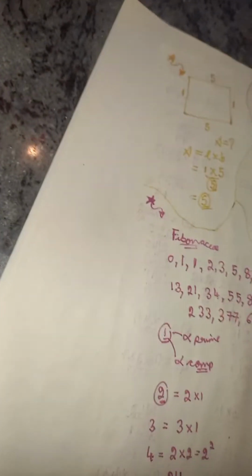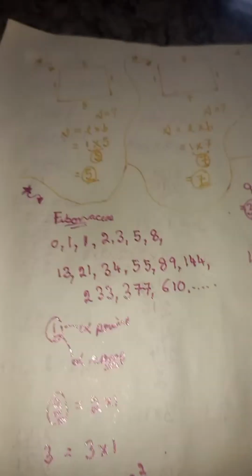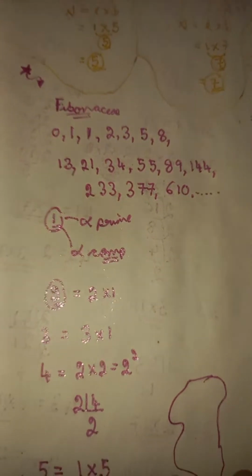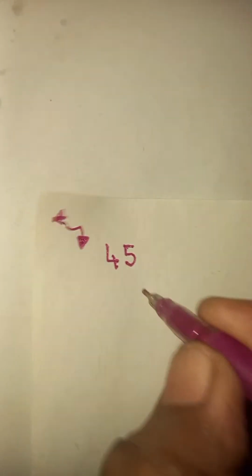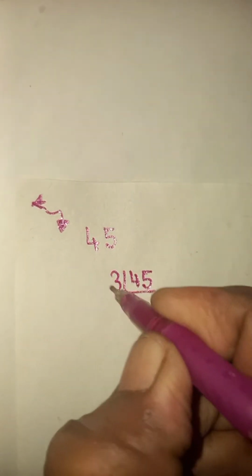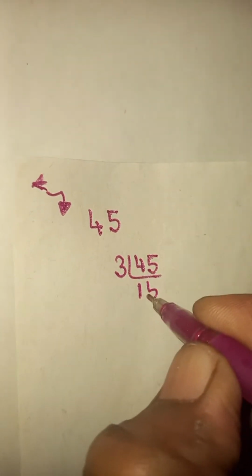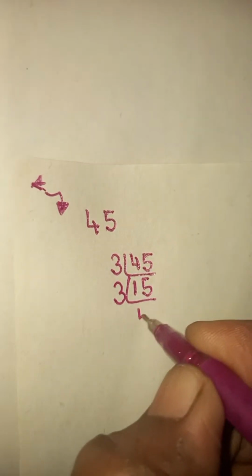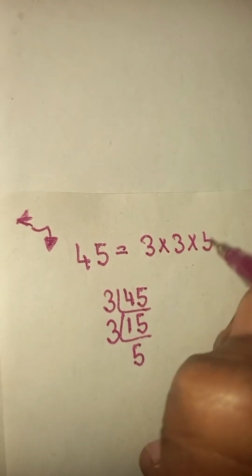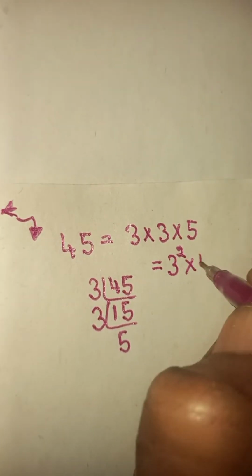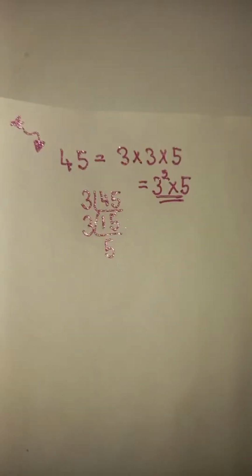Let's find out the next problems. Here they are giving out this thing. Let's find out 45. You can take 45 here. After taking 45 you can start dividing it. 45 can be divided as 3 times 1, and 15, 3 times 5 is 15. Again 15 can be divided as 3 times 5. So 45 becomes 3 times 3 times 5. So this is equal to 3 square times 5. That is the prime factorization of 45.